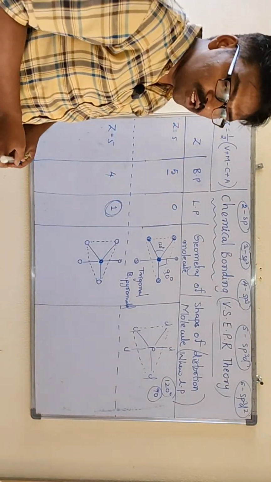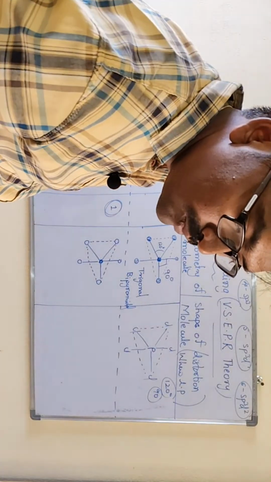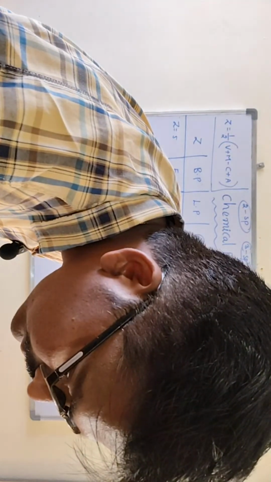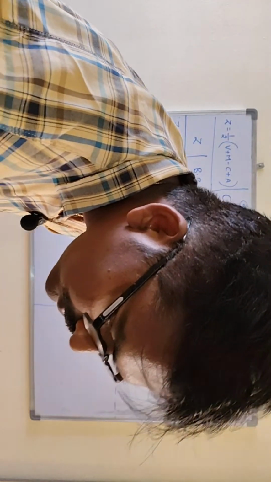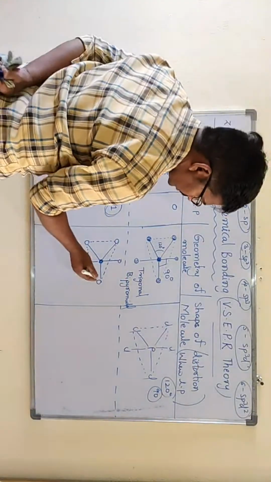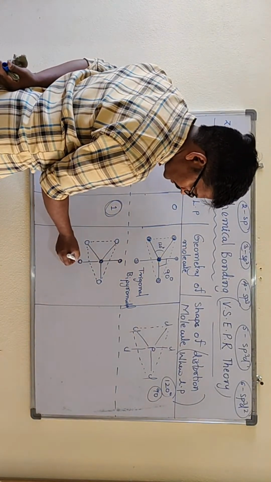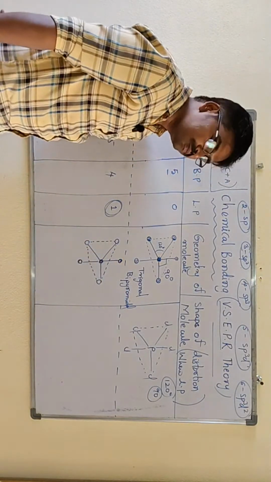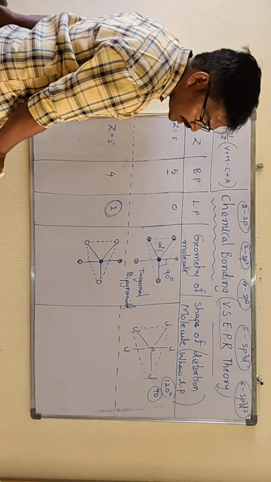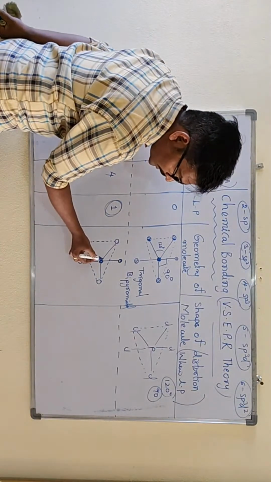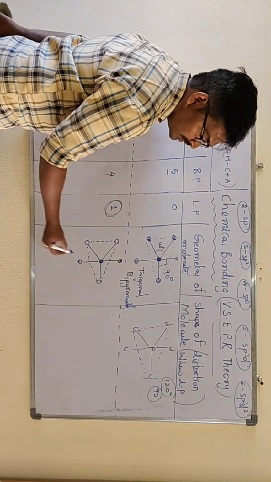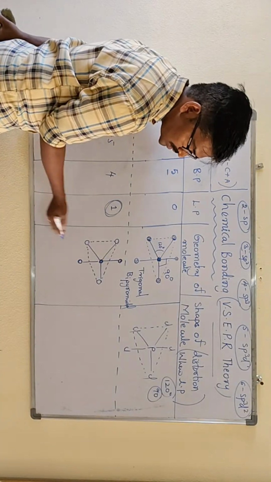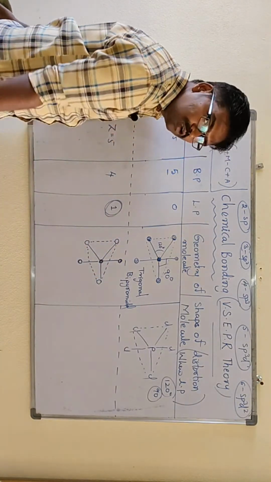When a lone pair is present, sir, it occupies one of the positions, right? So here these 3 positions are called equatorial positions, and these 2 positions are called axial positions.